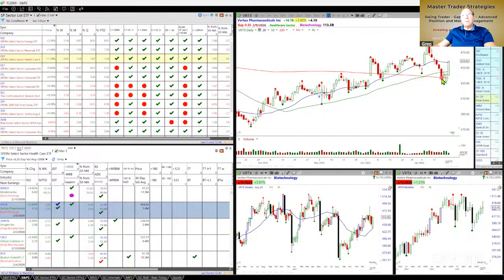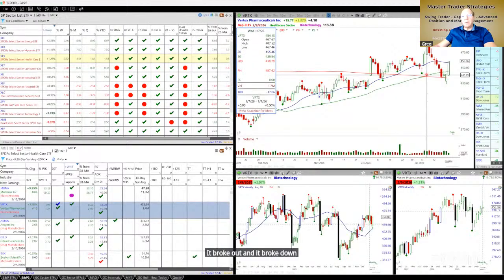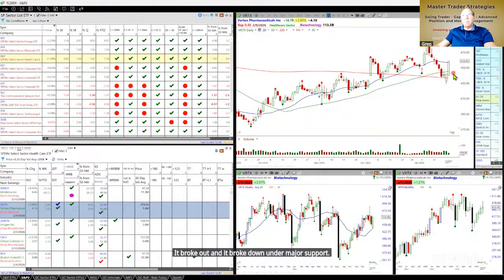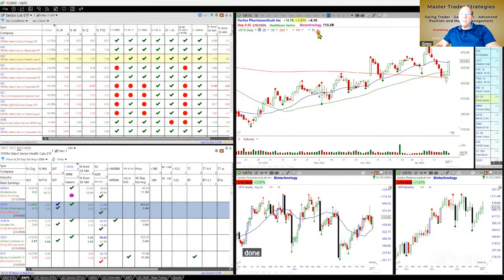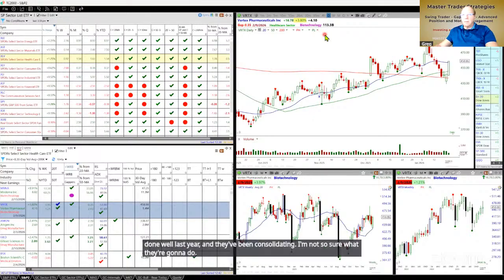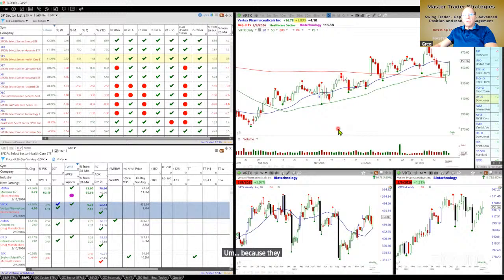This one needs to rebuild. It's damaged. Remember the major support concept. It broke out and it broke down under major support. So it's got to rebuild. It's a biotech. We like biotech ETFs, which have done well last year and they've been consolidating. I'm not so sure what they're going to do because they've just been chopping sideways for a little while.